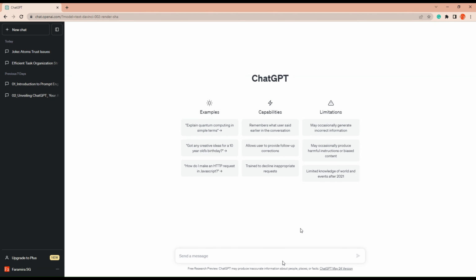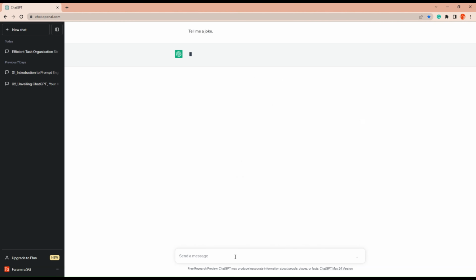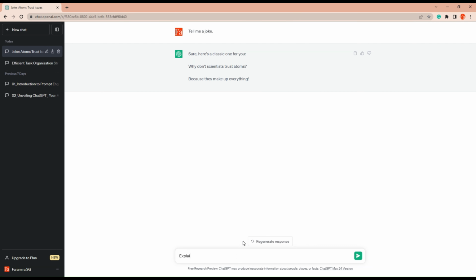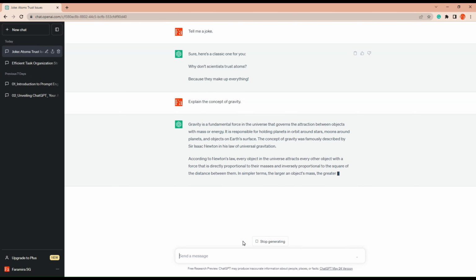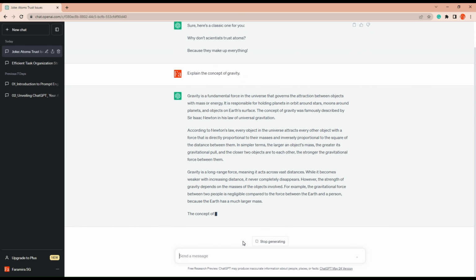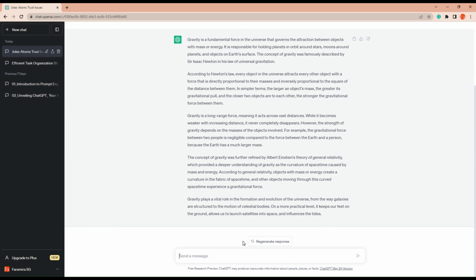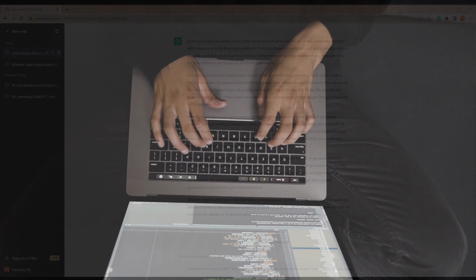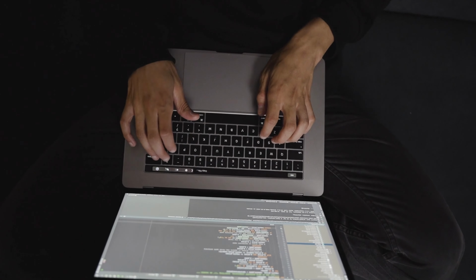Different prompts can elicit different responses from the model. For example, if we ask ChatGPT, "Tell me a joke," the model will generate a humorous response. However, if we change the prompt to "Explain the concept of gravity," the model will provide an informative response, drawing upon its understanding of the subject matter. This showcases the flexibility of large language models, as their behavior is heavily influenced by the prompt context and the patterns it recognizes within the input text.